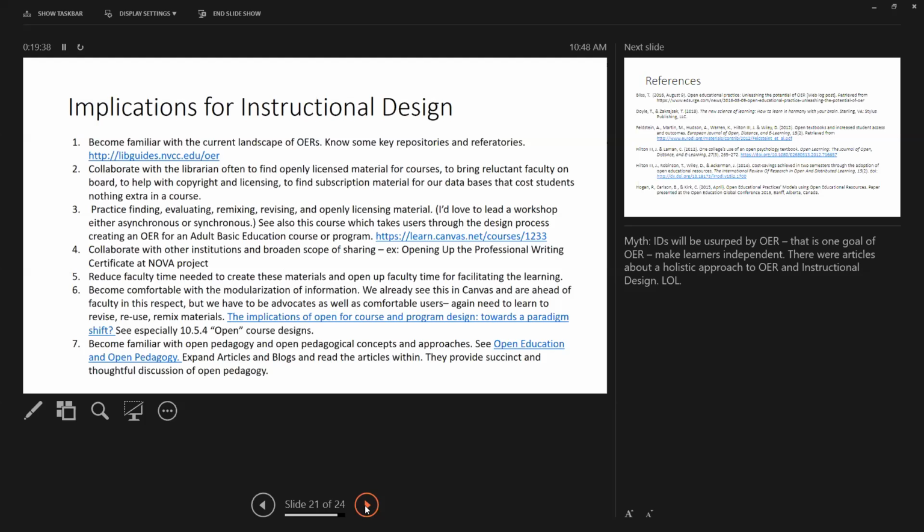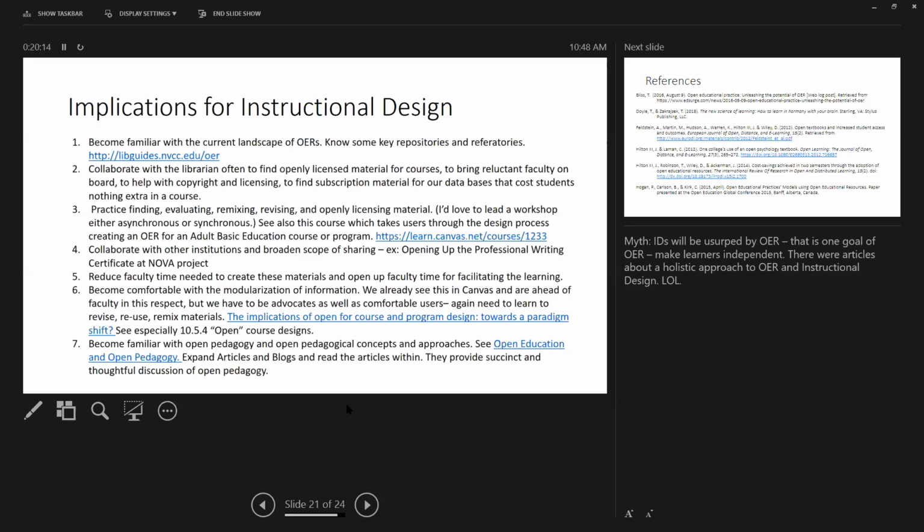But here are the big takeaways for our team today. I know I only have about 2 more minutes until question and answer, but I might take 3 or 4. My recommendation as the OER lead on our team is to become familiar with the current landscape of OERs, and know some key repositories and referatories. I'm not going to click it now because the time is so short, but Helen's got a great LibGuide. Heather started it before she left, and it's got a nice list of repositories and referatories, as we call them, where some OER can be found.